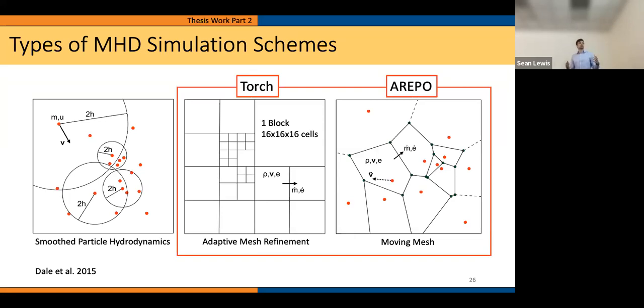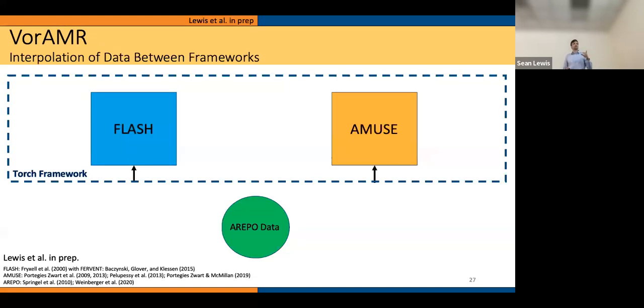So this part of my thesis was developing a tool to do exactly this. And as far as I'm aware, before this work, this process of transferring data from a Voronoi mesh, moving mesh code to an adaptive mesh refinement grid did not exist. And so I call this tool Vor-AMR, so Voronoi mesh to AMR grid. And as it says, it interpolates data from the Arepo Voronoi mesh into Torch.